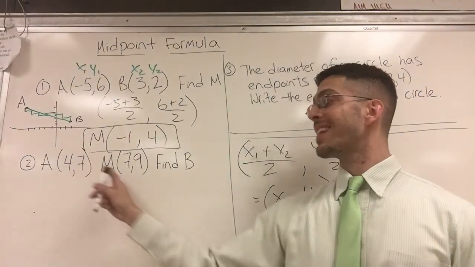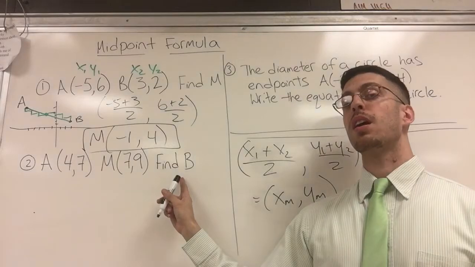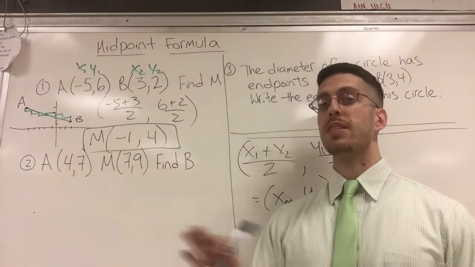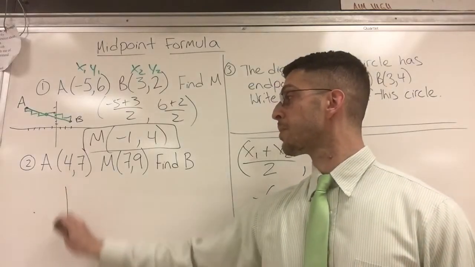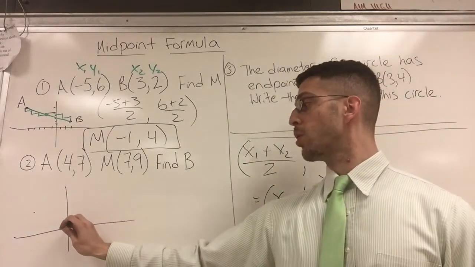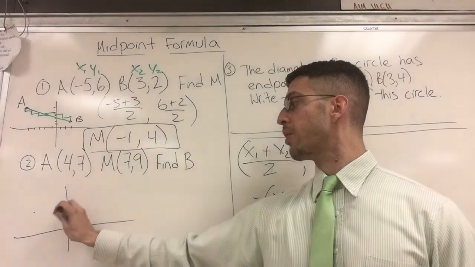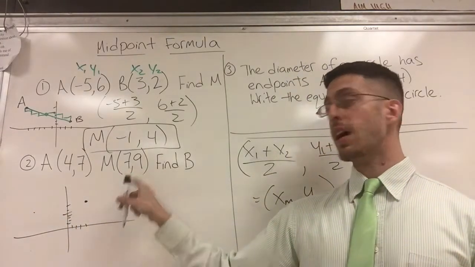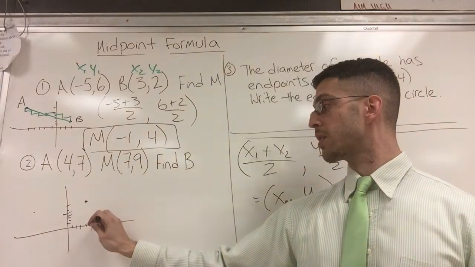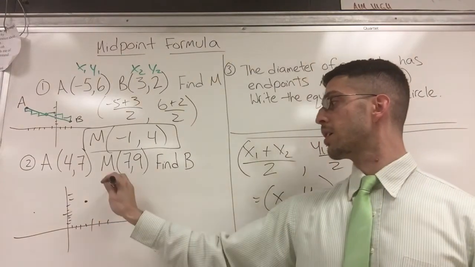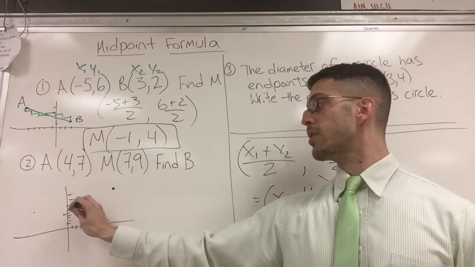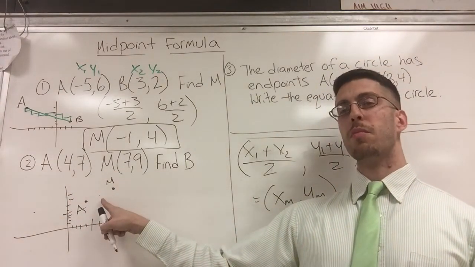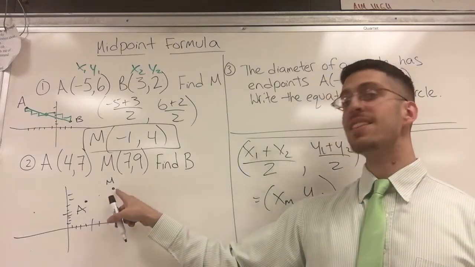They give you A, they give you M, and they want B. A lot of people don't read that and they just find the midpoint from these 2 points. That's not what they're asking. Check this out. 4, 7 is here. 7, 9 is here. So this is my A, this is my M, and people will say, oh, I need the middle, I need that point in the middle. No, no, this is the midpoint.